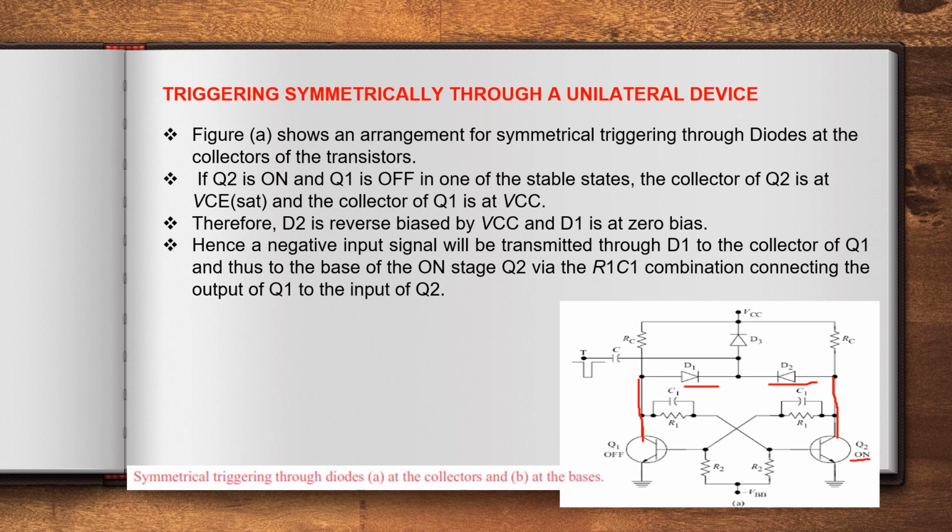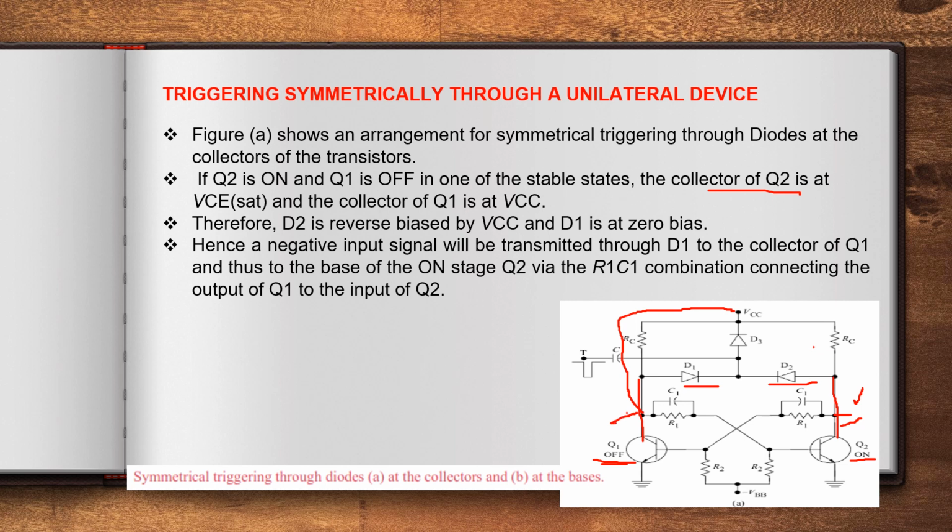Q2 is on and Q1 is off in one of the stable states. The collector of Q2, so this is on, no? So the potential at this point is VCE sat only. Only VCE sat will be available at this point. Whereas Q2 is off, no? So the collector of this transistor will be at VCC. Why? Because no collector current flows in this circuit, so the entire VCC will be available at this point.